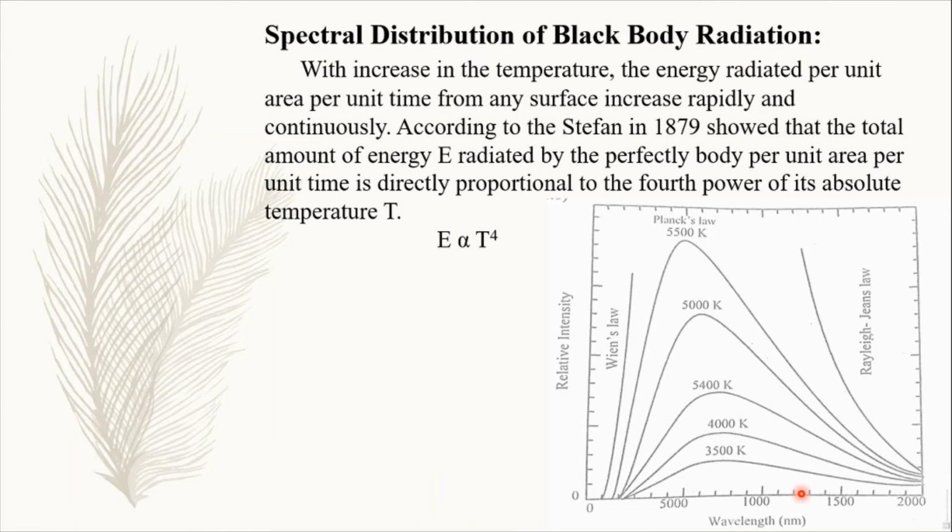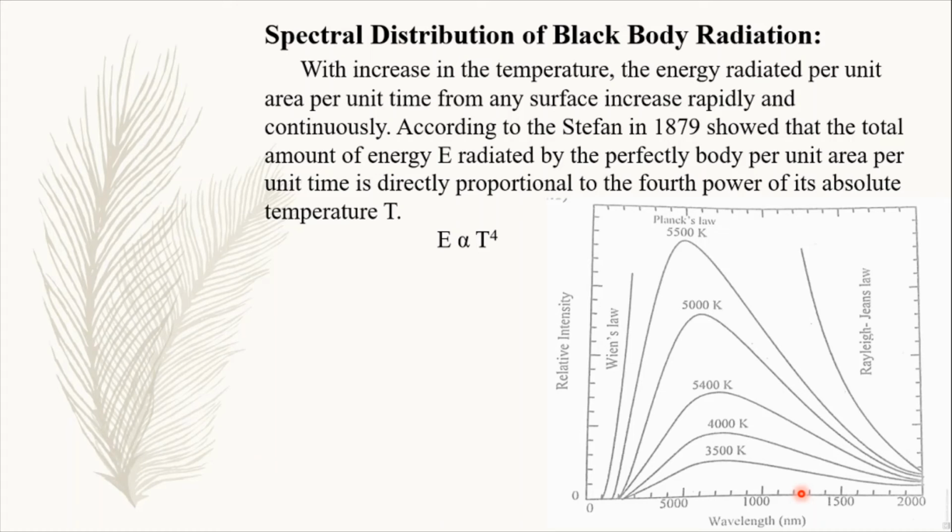So now we will see the spectral distribution of black body radiation. This is the wavelength of radiation and relative intensity. With increase in the temperature, the energy radiated per unit area per unit time from any surface increases rapidly and continuously. So as we increase the temperature, the intensity of radiation increases.